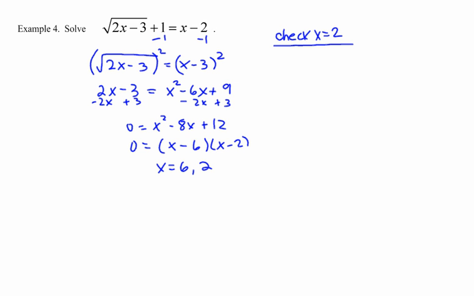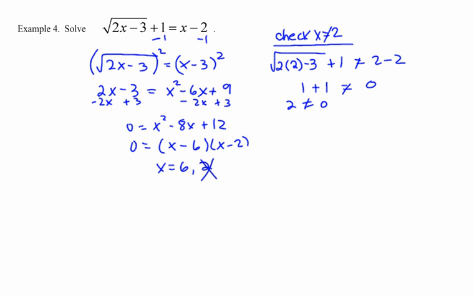If you get in the habit of always checking your answer, then you might not make that mistake. So we plug it into the original. Four minus 3 is 1, root 1 is 1, and 2 does not equal 0. So we can reject x equals 2, because when we check it, why does it give you an extraneous?